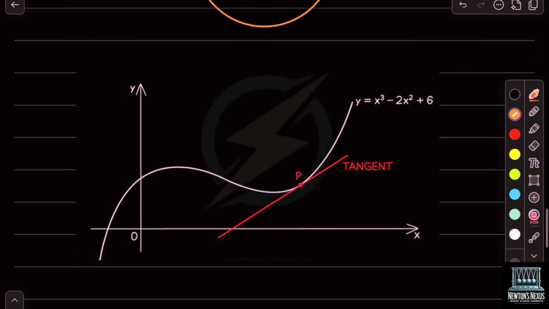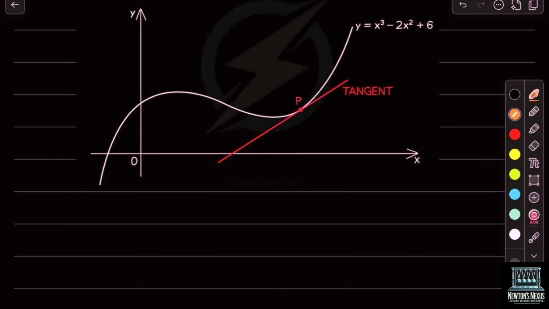Now, when we are dealing with a curve, a curve has special properties. Our gradient is not constant. That poses a lot of problems. How can we calculate gradient at a certain point, for example, in this case, a point P? How can we calculate our gradient at point P?